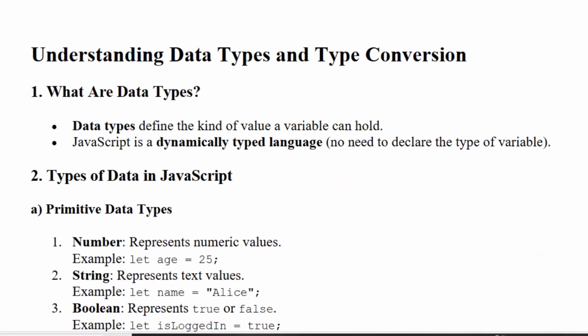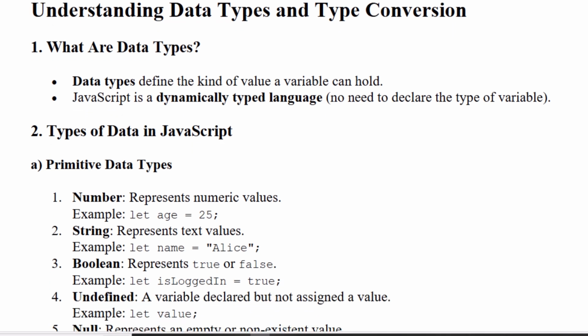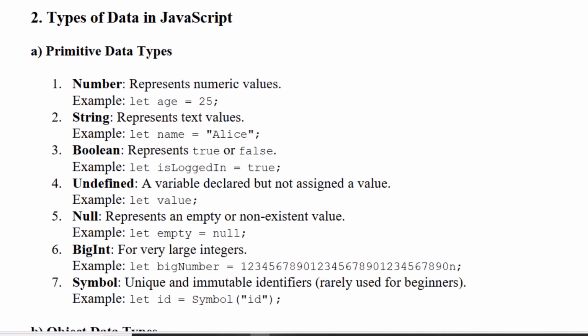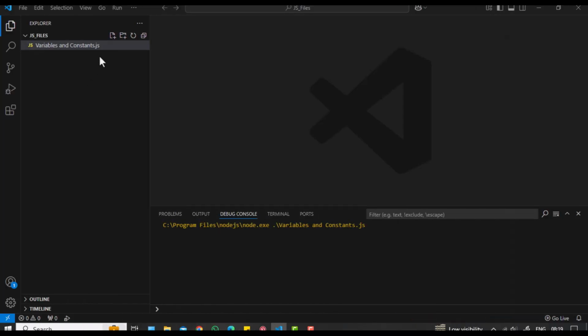What are data types? Data types define the kind of value a variable can hold. It is a classification of the type of data to be used in a program. JavaScript is a dynamically typed language, which means the data types are assigned automatically and we need not declare them beforehand. There are different types of data: number, string, boolean, undefined, null, bigint, and symbol. Let's explore them one by one.